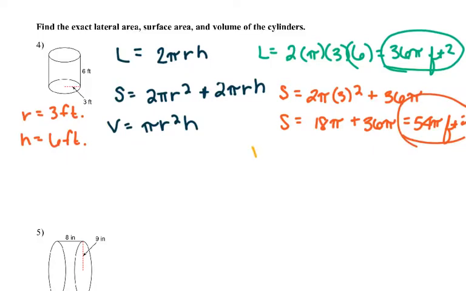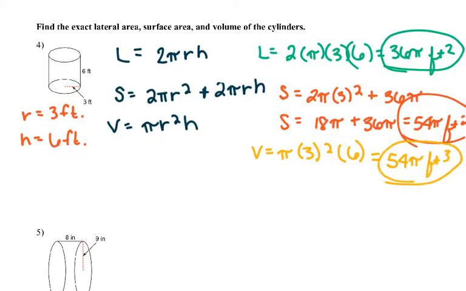And then finally for our volume, we've got pi times the radius squared times the height. So now we've got 3 squared is 9, and 9 times 6 is 54, and 54 times pi is 54 pi. But now we're talking about cubic feet. So again, it can happen where you have the surface area and the volume equal, assuming I didn't make a mistake, which we know is quite possible.